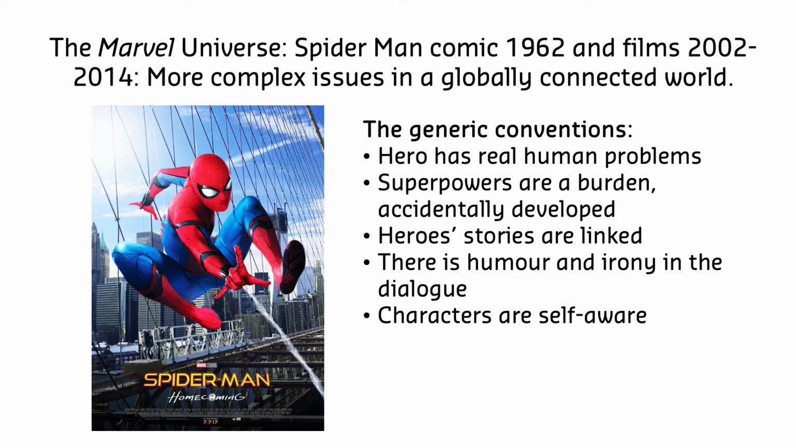But when we get to the Marvel Universe, with the Spider-Man comic emerging in 1962 and the great Marvel films of 2002 to 2014, which deal with Spider-Man, and of course more recent ones like Thor, more complex issues in a globally connected world change the generic conventions. Now the hero has real human problems. Superpowers are a burden, accidentally developed. In the later Marvels, the hero's stories are linked. And there's humor and irony in the dialogue. Think of Thor. The characters are self-aware. And can you see how the differences between the way generic conventions of plot and character in the superhero genre can be explained by their different historical contexts?